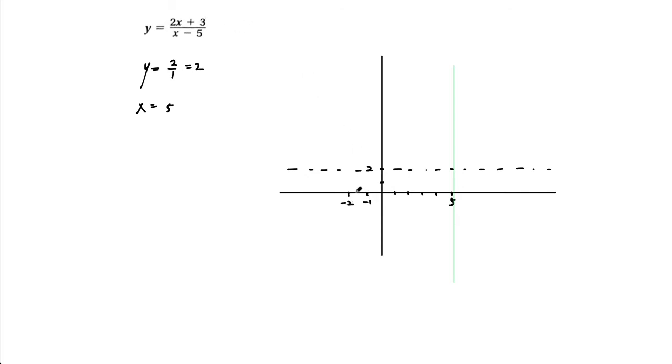Oh, that's here, all the way here. Okay, and y-intercept of 3 over negative 5. That's about there, right? So the graph will look, pass through like that. Approach the asymptote.